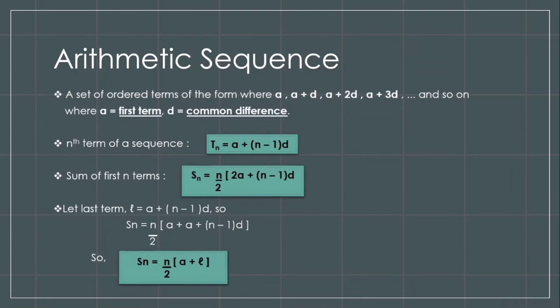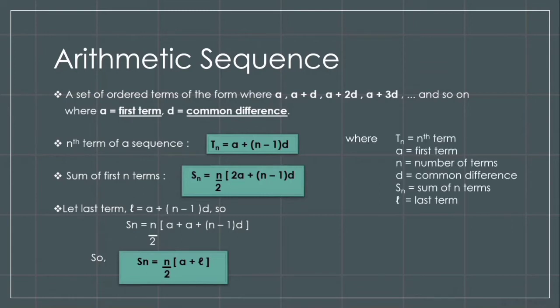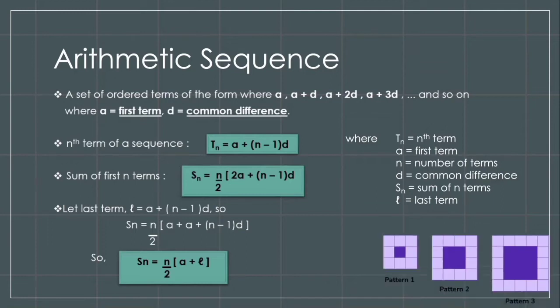By letting the last term L equal A plus n minus 1 D, we get Sn equals n over 2 bracket A plus L close bracket, where Tn is the nth term, A is the first term, n is the number of terms, D is the common difference, Sn is the sum of n terms, and L is the last term.